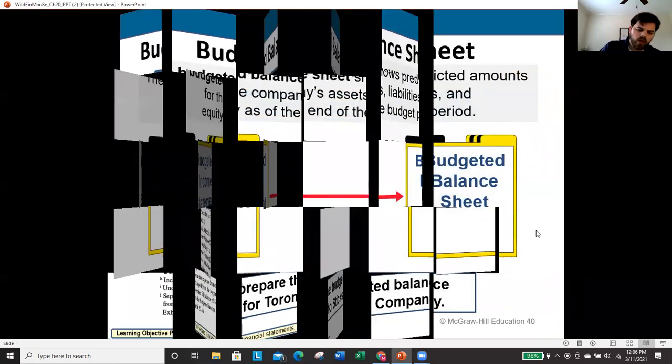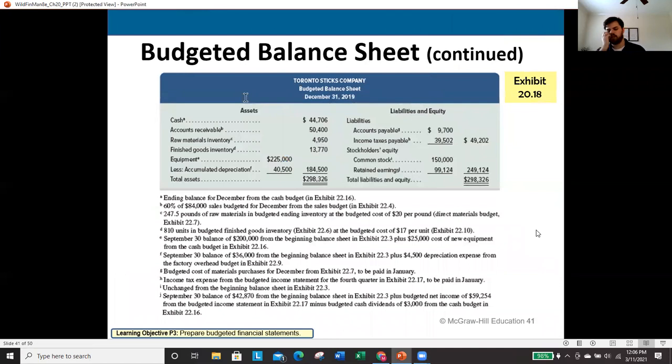Now, once I've done my budgeted income statement, we can move into my budgeted balance sheet. In this case, we will see that my budgeted cash at the end of the period was $44,706. Coming through all of my various component budgets, we can find what all of these different items were expected to be, and we will come down. And the key thing here, of course, is that with any balance sheet, I will want to be able to check to make sure that my total assets actually do tie out to my total liabilities and equity.